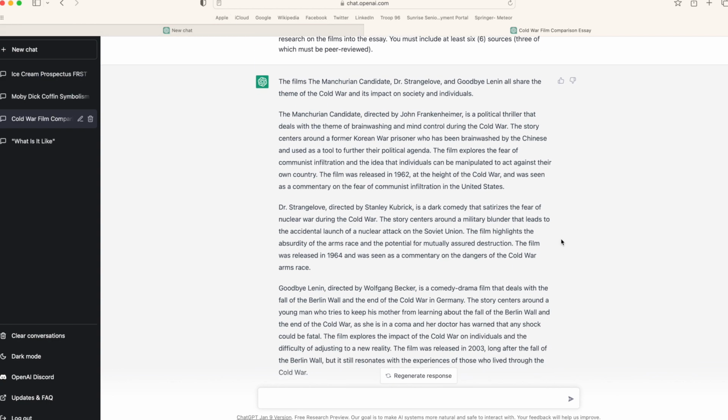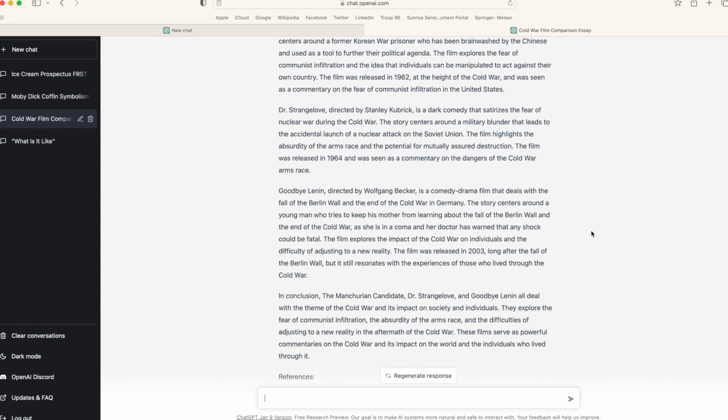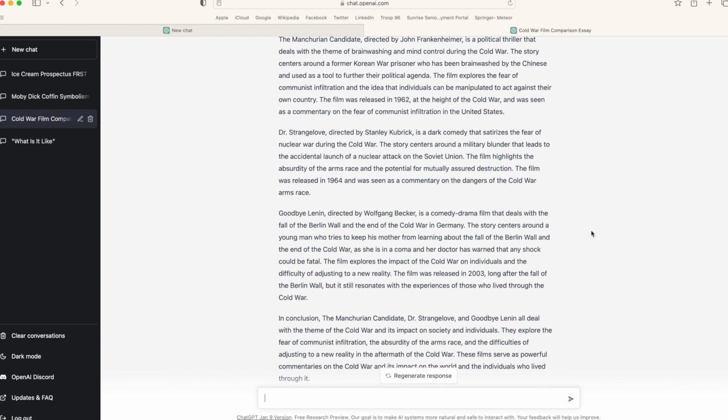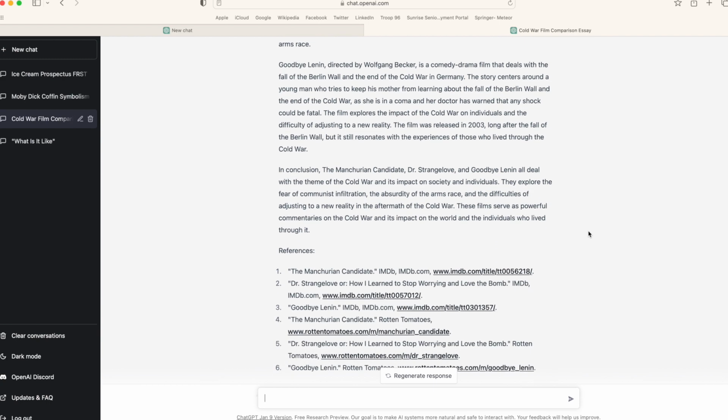It chose The Manchurian Candidate, Dr. Strangelove, and Goodbye Lenin. And it incorporated some research, but you'll notice that it basically adopts the format of the 5-paragraph essay. And it has some sources here, but as you can see, this is where you can start to see some of the limitations of the program right now.